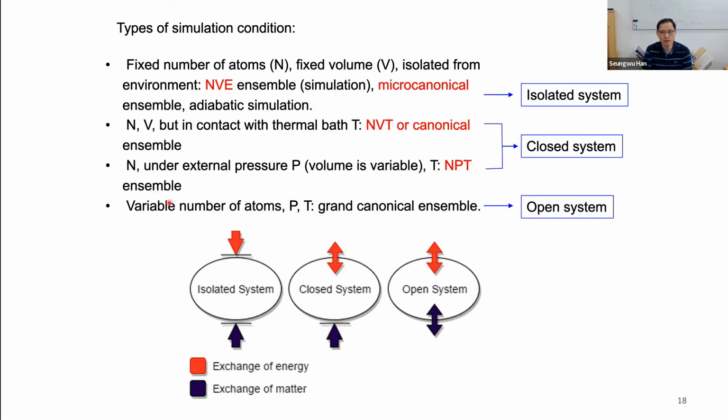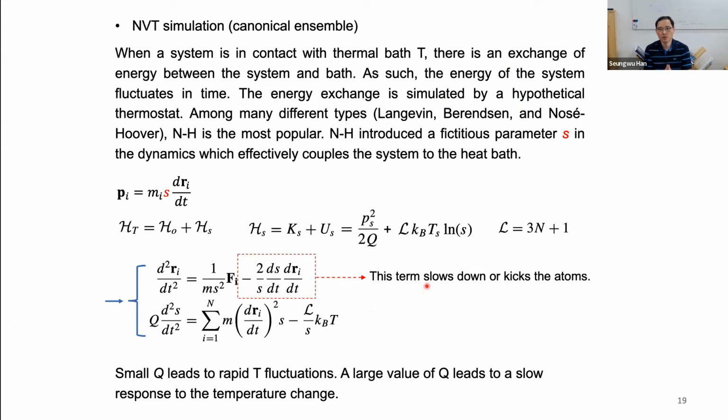but it does not exchange matter with the environment. The most general simulation is the case where you can change the number of atoms, and this is called the grand canonical ensemble. This is the open system. Okay, so the popular simulation type is NVT or the canonical ensemble.